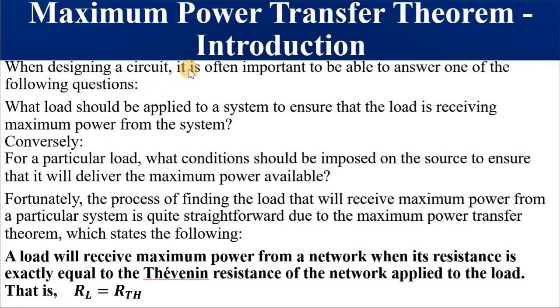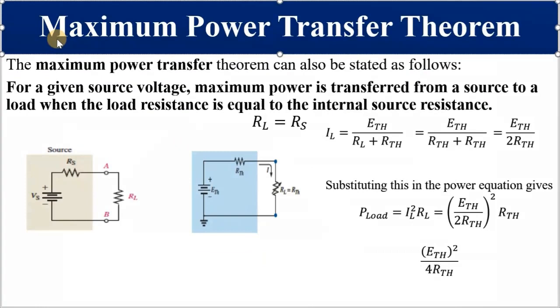When designing a circuit, it is often important to be able to answer the following critical question: what load should be connected to maximize power transfer? The maximum power transfer theorem can be stated as: for a given source voltage, maximum power is transferred from a source to a load when the load resistance RL is equal to the internal source resistance. You remember source resistance RS from when we did voltage sources and current sources. We are saying the load resistance must be equal to the source resistance, right?